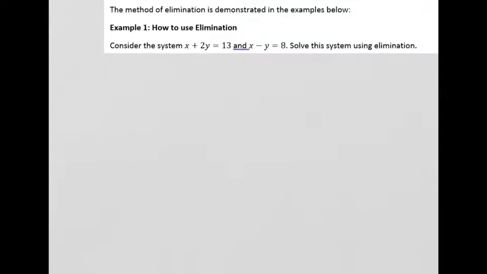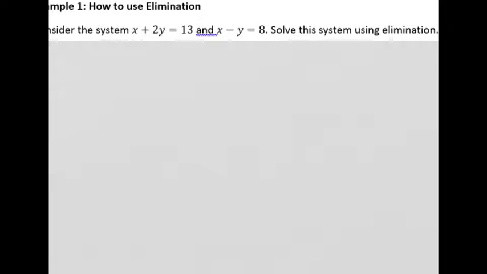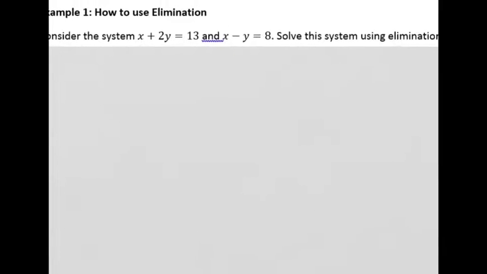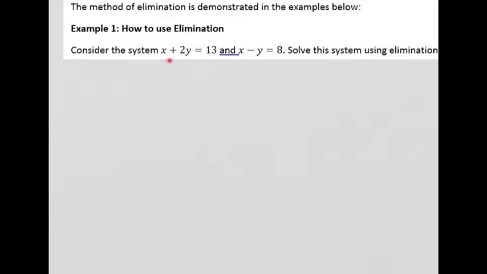So let's just look at a really simple example of how to use elimination. Okay? So I've got two lines, both in general form right now. x plus 2y equals 13, x minus y equals 8. Okay? Fairly simple system. We could solve it using substitution. Right? We would just have to solve for one of the variables and go from there. But here's how you do it with elimination. What you do is you take your two equations, so x plus 2y equals 13, and you stack them on top of each other.